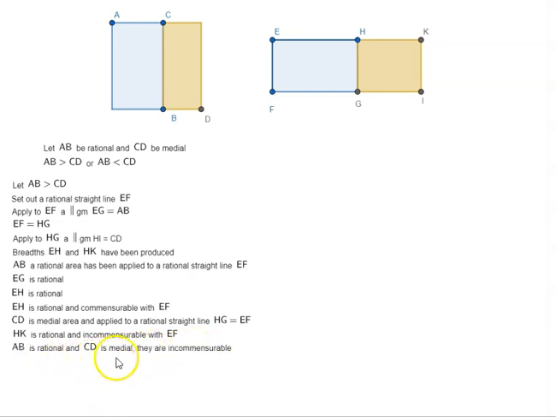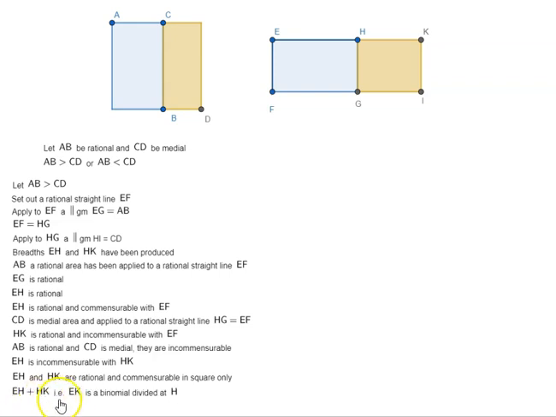AB is rational and CD is medial. They are incommensurable, which means EH is incommensurable with HK. So EH and HK are rational and commensurable in square only. That means EH plus HK, that is EK, is a binomial divided at H.